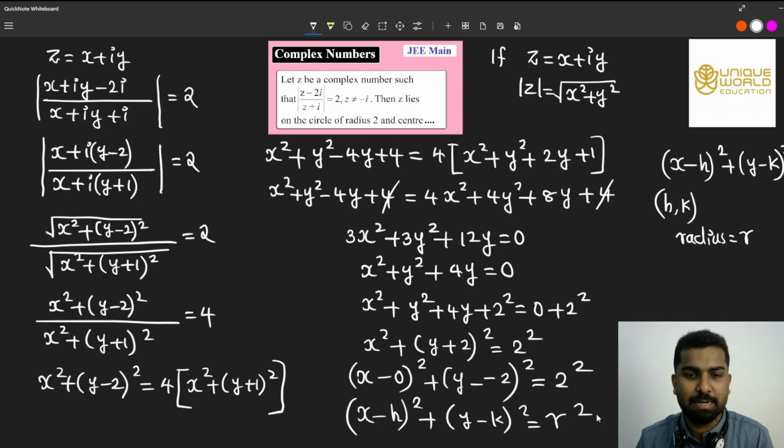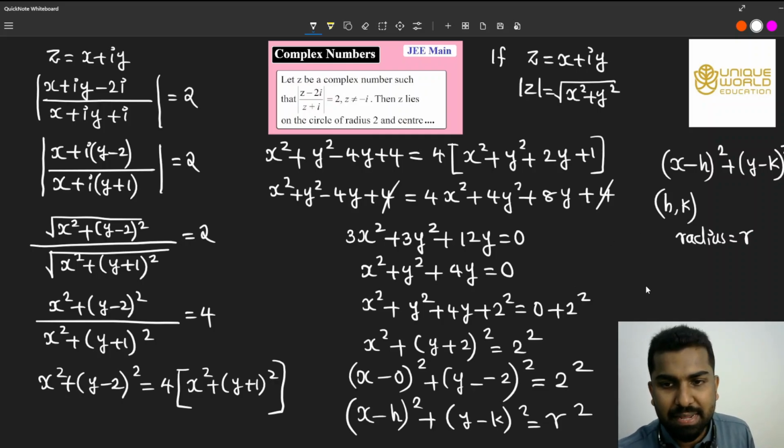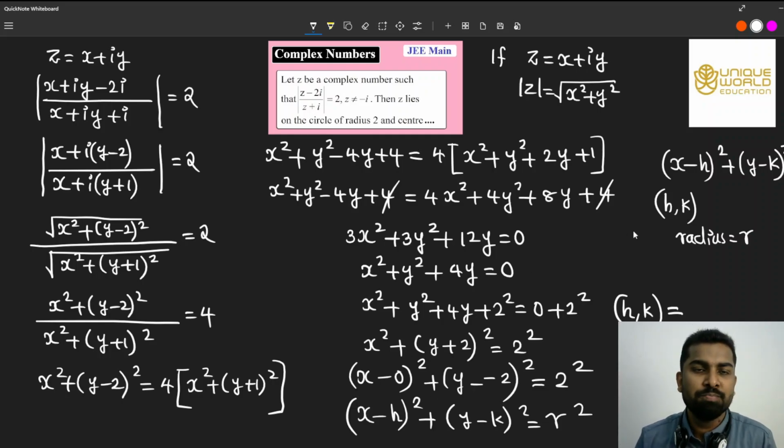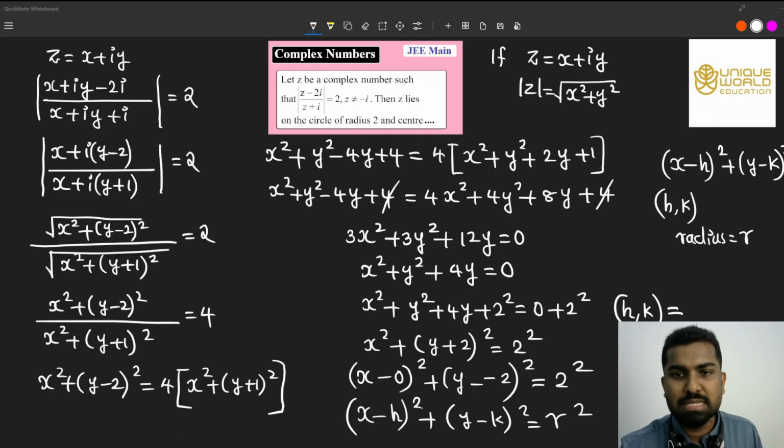That's fine, perfectly done. Okay, now if we are comparing, the center is (h, k). As I told, if a circle is in the form (x − h)² + (y − k)² = r², then the center will be (h, k). So if I am comparing this with the standard equation, here also I wrote minus in order to get the standard form. So h will be equal to 0, and what is the radius here?